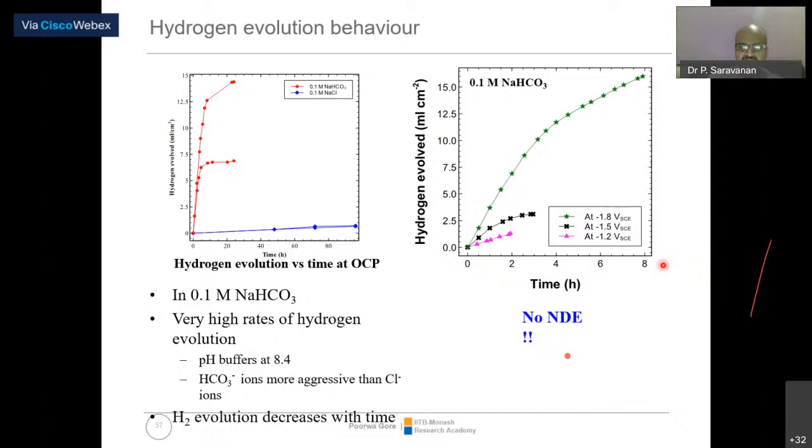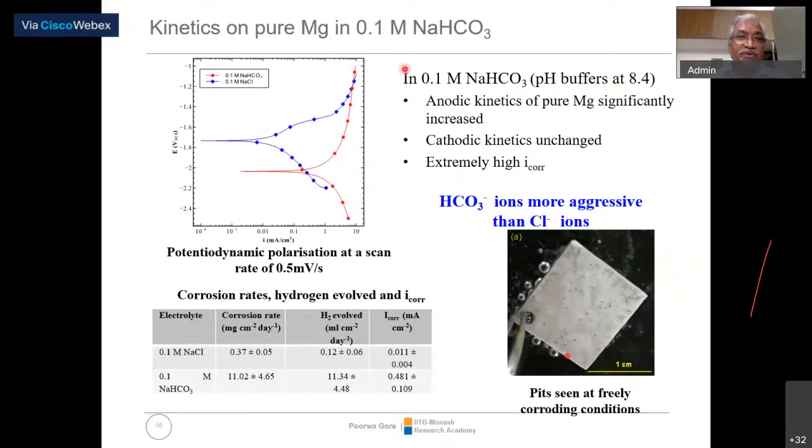See, look at the potential of magnesium. Look at the potential of magnesium. It's so pretty low. You see here, -1.8. You will not get that kind of potential for steel at all, right? So the amount of battery involved on steel is much less actually, as compared to this one.